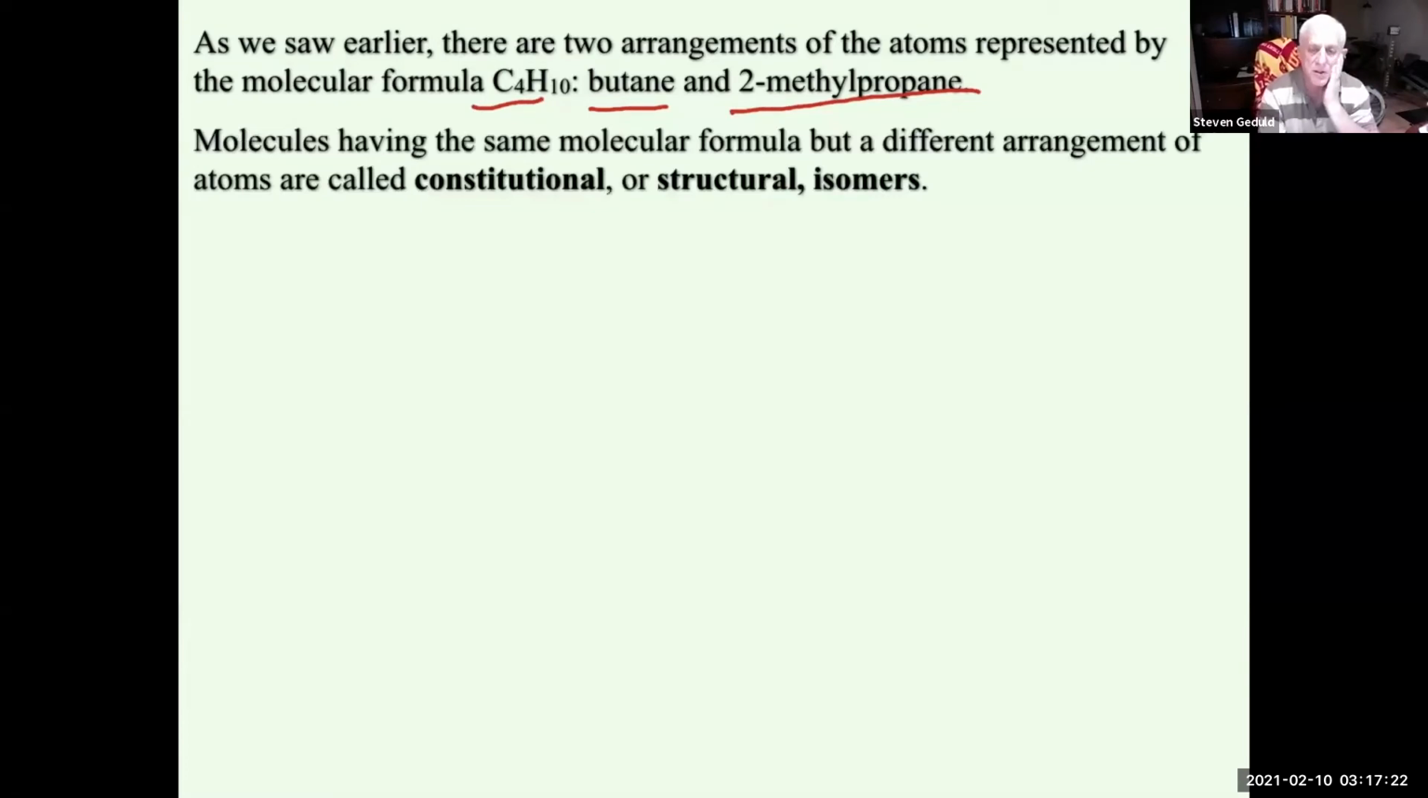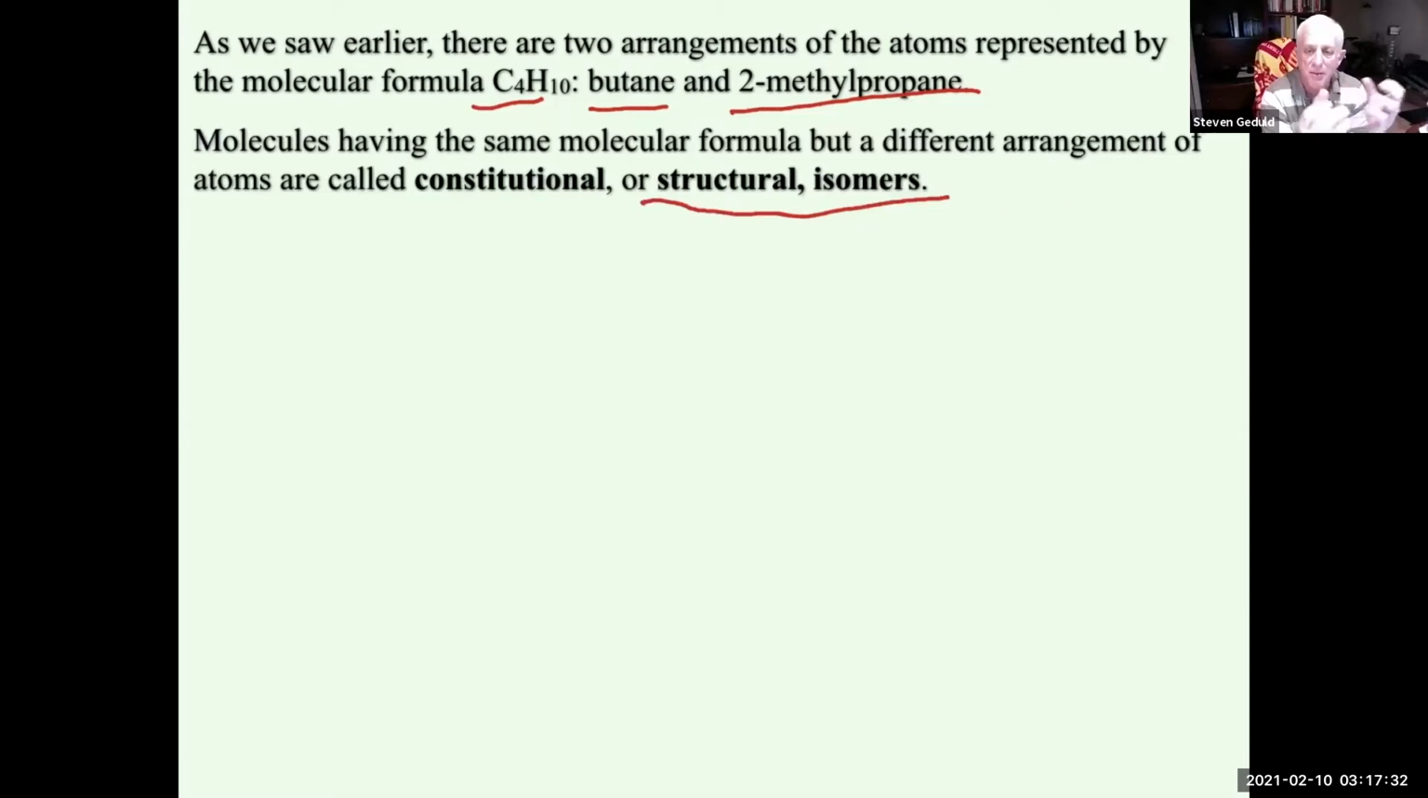As you saw earlier, there are two arrangements of atoms represented by the molecule C4H10. You have butane and 2-methylpropane. Those are your isomers. Isomers have the same molecular formula but different structural formulas, so different physical properties. These molecules with different arrangements are constitutional or structural isomers. Their structures are different.